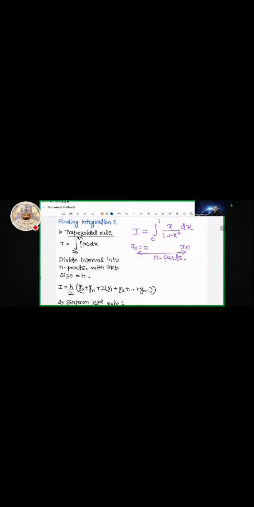Okay. I have divided this interval into n parts. So let's divide this interval into n parts. Let's divide it into two parts. Let's keep it simple. If I divide it into two parts, you will get 0, 0.5 and 1. So this interval is now divided into two parts: 0, 0.5 and 1.